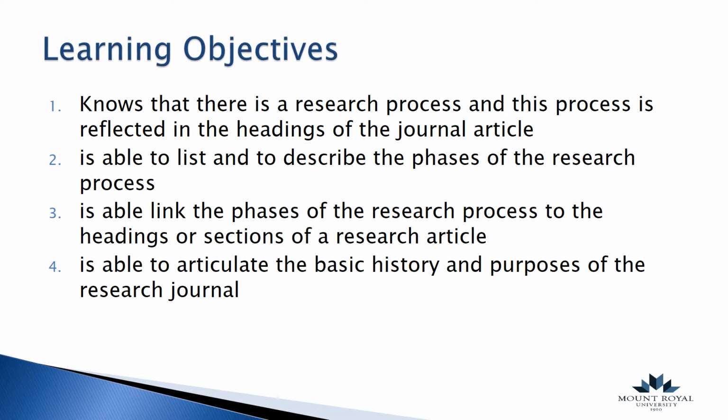So the learning objectives for this particular session are for the student to know that there is a research process and that this process is reflected in the headings of a journal article that you might read online, that you're able to list and describe the phases of the research process, that you're able to link the phases of the research process to the headings or sections of a research article, and you're able to articulate the basic history and purposes of the research journal.